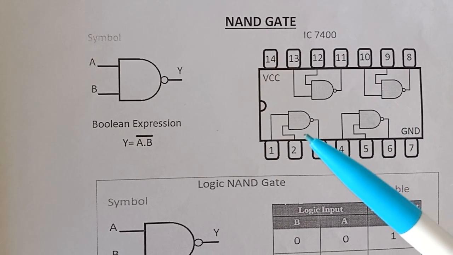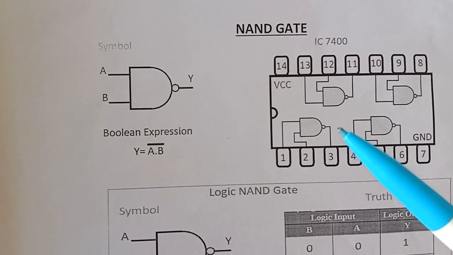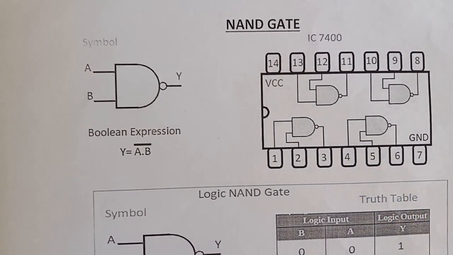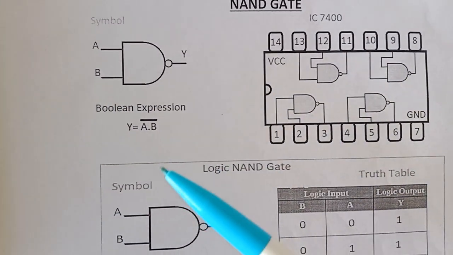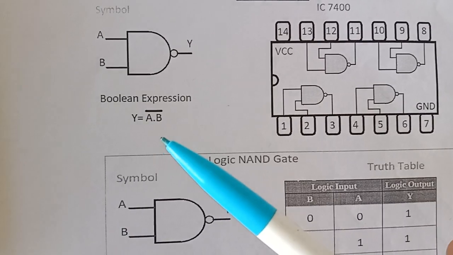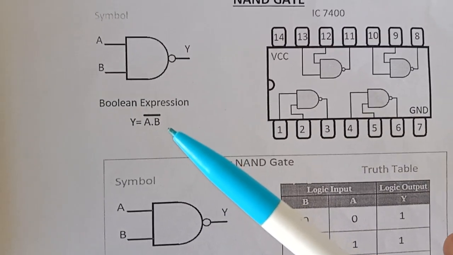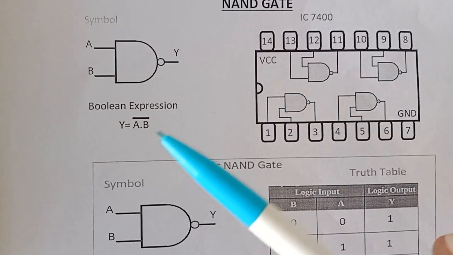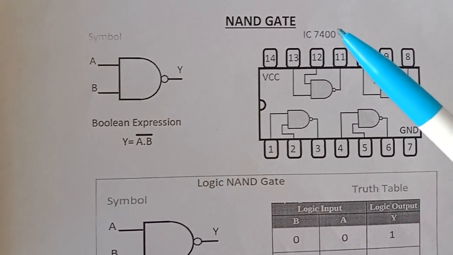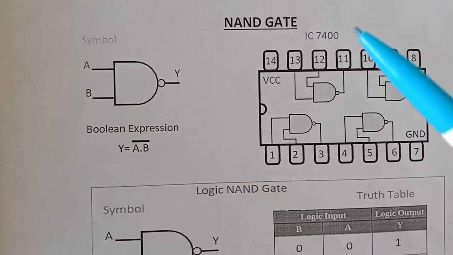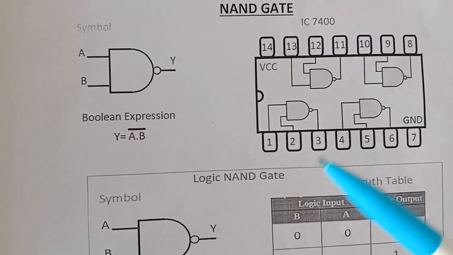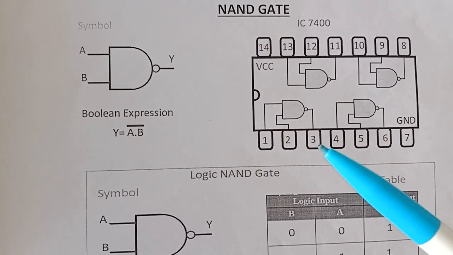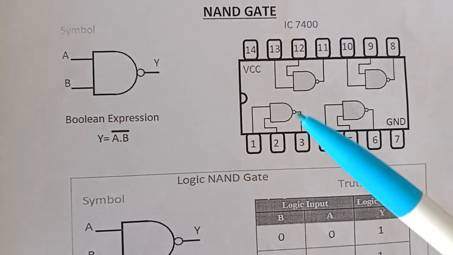So next gate is the NAND gate. The NAND gate is the inversion of the AND gate. If you give the inputs A and B, the output is Y, and the Boolean expression for the NAND gate is Y equal to (A dot B) bar. It is an inversion of the AND gate, so it is called the NAND gate. Here we are using IC 7400 to verify the truth table. It is a 14 pin IC where 1 and 2 are the inputs, 3 is the output, the 7th pin is ground, and the 14th pin is VCC.